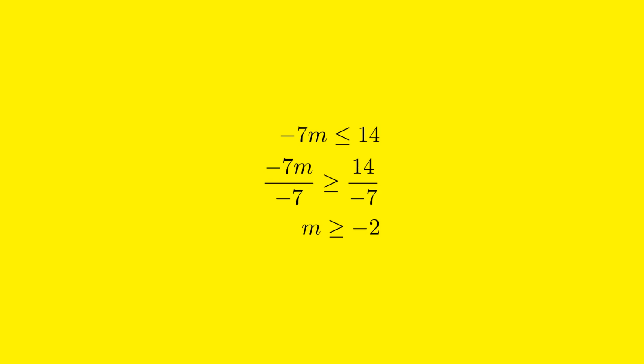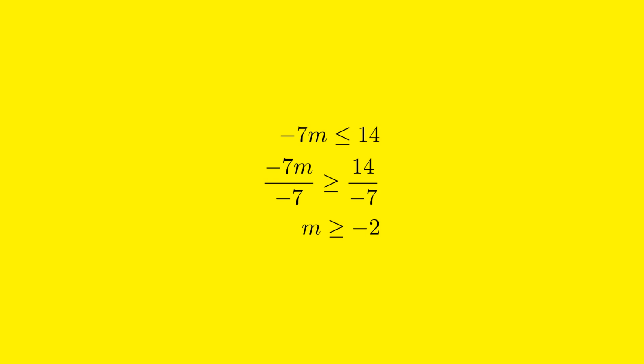Step 2. Solve for the variable. Now that we have the inequality -7m less than or equal to 14, we need to solve for m. To do this, we must isolate m on one side of the inequality. Currently, m is being multiplied by -7, so we need to undo this multiplication. We do this by dividing both sides of the inequality by -7.